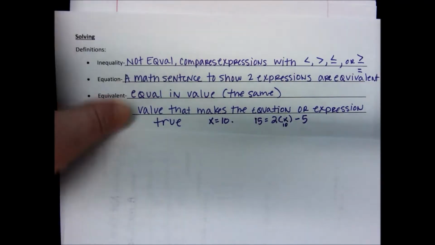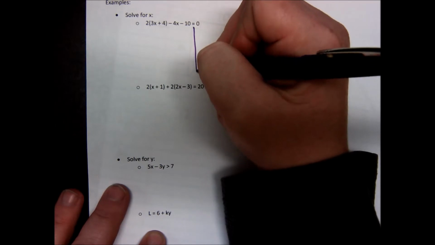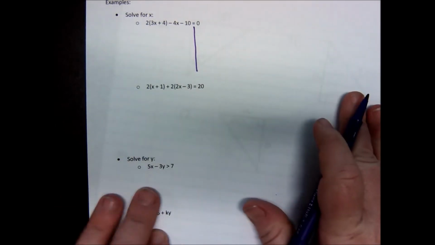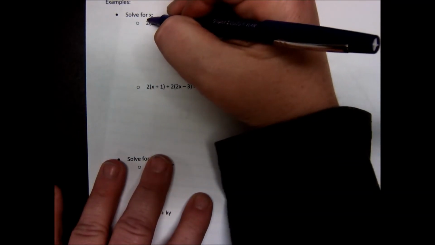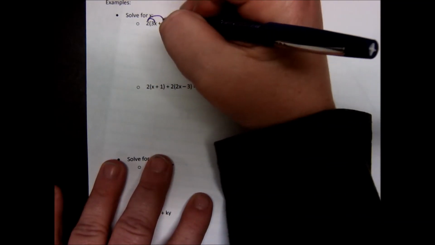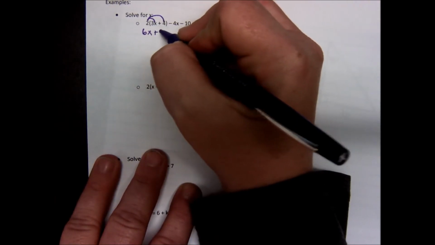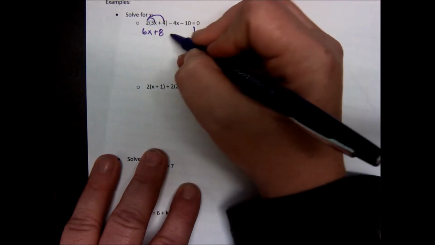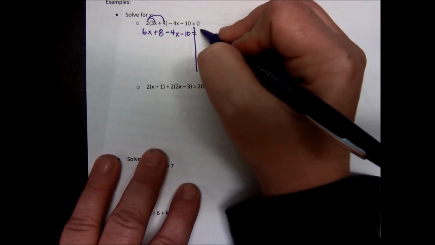So let's work on some examples. Let's start off with this first example. It says solve for x. I like to draw a line down my equal sign just to separate my 2 sides of the equation. And anytime I see a parentheses, I know I have to simplify that first. So that means multiplying 2 times whatever's inside the parentheses. So 2 times 3x gives me 6x, and 2 times 4 is a positive 8 because it was positive 4. So then minus 4x minus 10 equals 0.